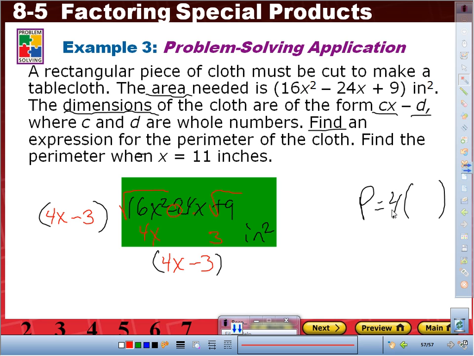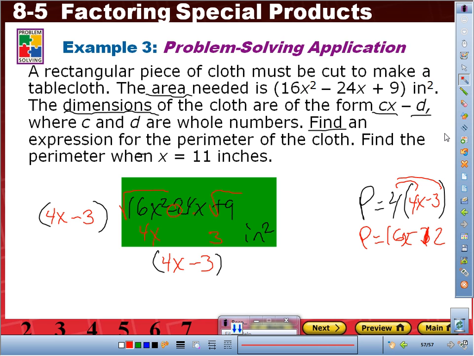But for the perimeter, what do we need to do? Multiply that times? 2. Times 4. So 4x minus 3 times 4. So that gives me, let me see, 16 minus 3. Oh, 16 minus 12, sorry. 16x minus 12. Sorry. The perimeter. 16x minus 3. How do I get the 4x? Square root of 16x squared is 4x.